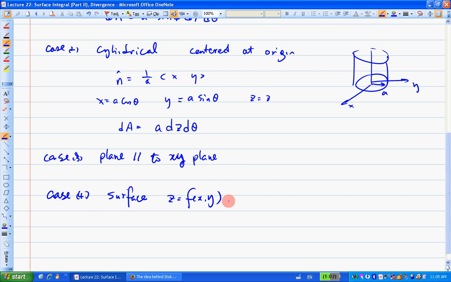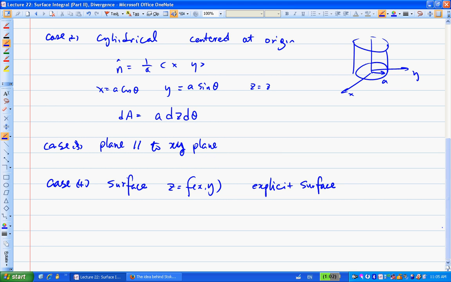And this kind of surface, if you recall, we call this kind of surface explicit. Okay, explicit surface. So why is it explicit? Because we have exactly the expression for z equal to something, right? That's explicit. Okay. So in this particular case, how do we do this surface integral? Just bear in mind that this case number 4 basically includes case number 3, right?